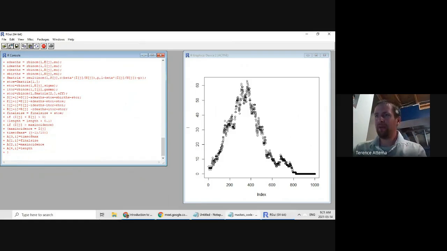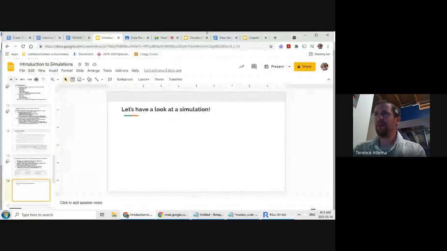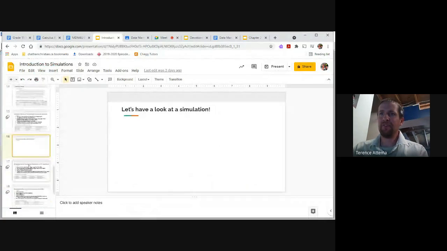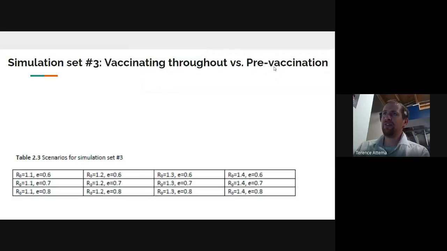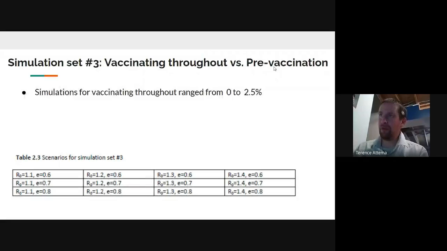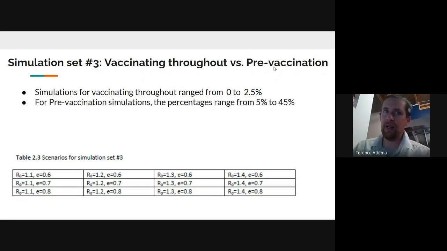And while we wait for this one to load, maybe I'll go back. I actually did 4 simulation sets, so I'll briefly talk about these, and then we'll look at the results of what I just ran. So I also looked at vaccinating throughout the pandemic, kind of like what we're doing now. I ran different simulations with vaccination between 0 and 2.5%, in 0.5 percent increments. And I also compared it to pre-vaccination.